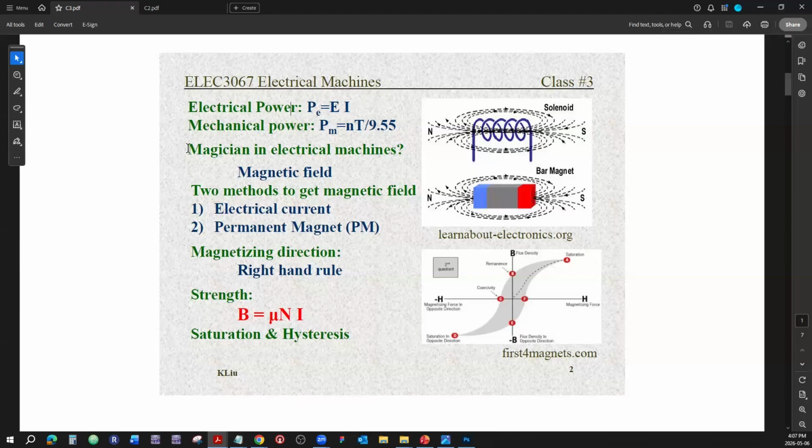All right, so what does it say? Magician in electrical machines, question mark. Well, magnetic field, that's the magician that does the job. Two methods to get the magnetic field. One is the electrical current that we're passing through a coil.